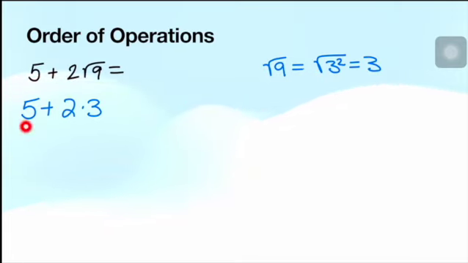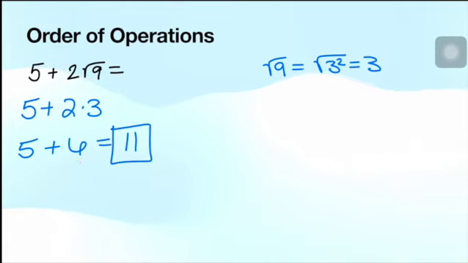So now we've got 5 plus 2 times 3. I multiply before I add, so 2 times 3 is 6, and 5 plus 6 is 11.